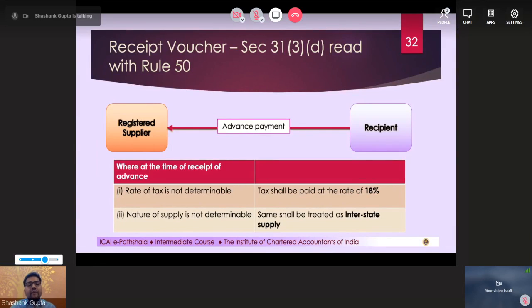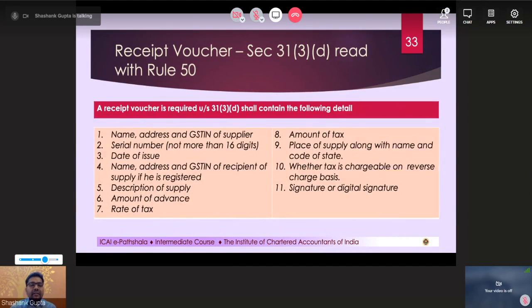If the nature of supply is not determinable, then in such case, the supply shall be treated as an interstate supply, that is, from one state to another. So, if you are not clear whether to pay CGST, SGST or IGST, the law says go for IGST. These are the details which are required to be captured on a receipt voucher. They are all self-explanatory.